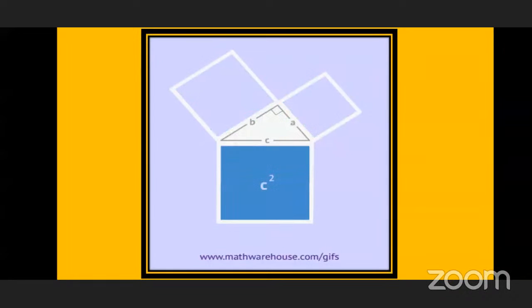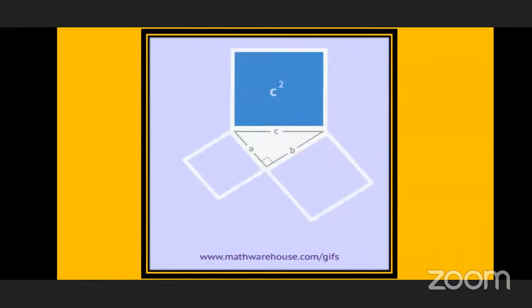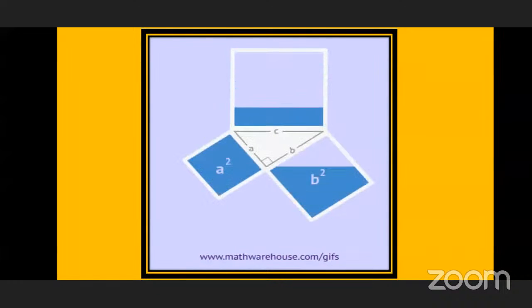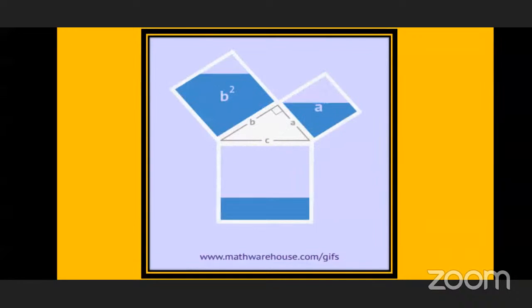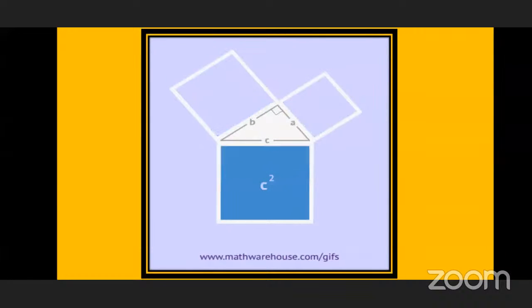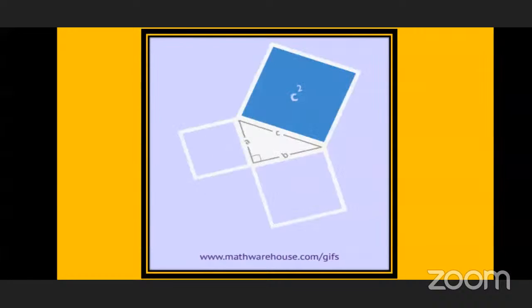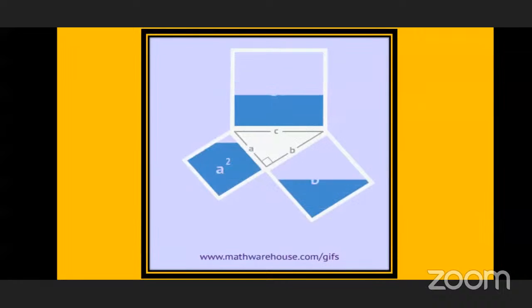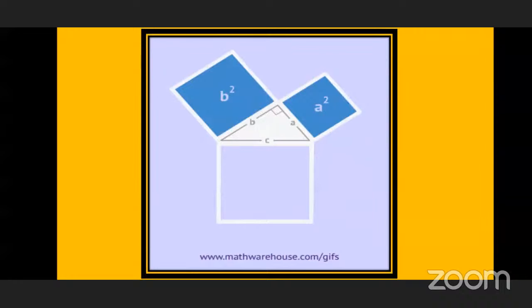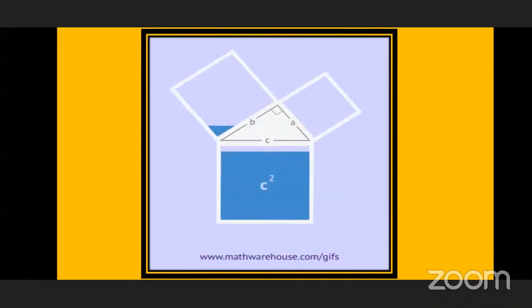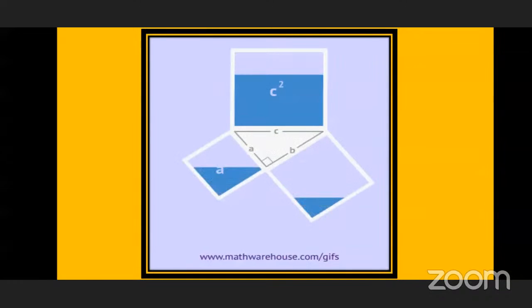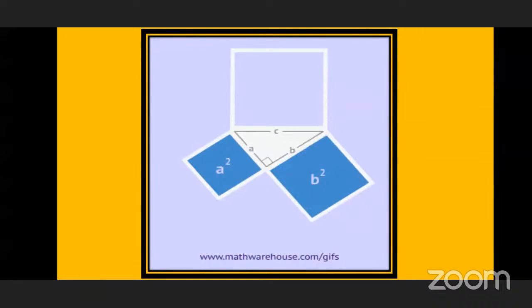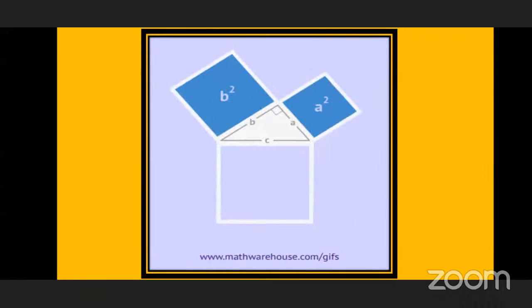When B square is full, the other two squares get filled with the water. If AC square is coming, then AB square and BC square are flowing because they are going into C square. And when C square fills fully, A square and B square are empty.